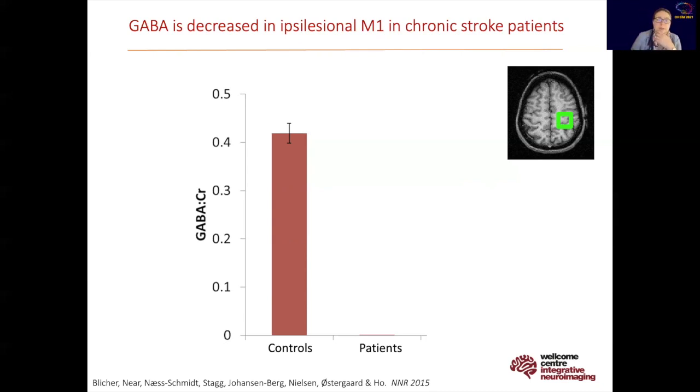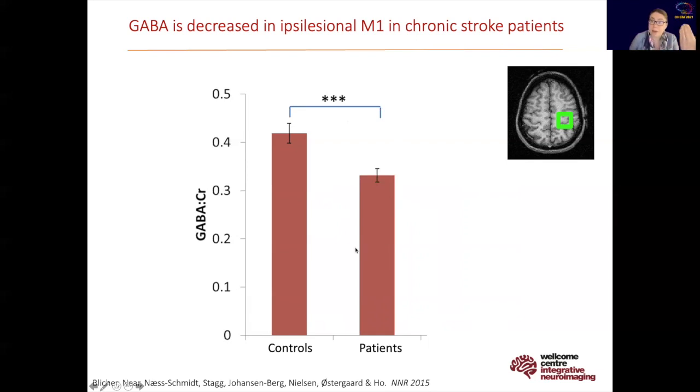This was a study by Jakob Bleecher and colleagues, and what we did was exactly that. He just looked at whether there was a difference at baseline. He then went on to do some interventions, which I won't go into now for the sake of time. But what he saw was exactly that. People who had had a stroke, and have therefore had months of naturally occurring recovery and learning and plasticity, had lower GABA levels in their motor cortex than age-matched healthy controls.